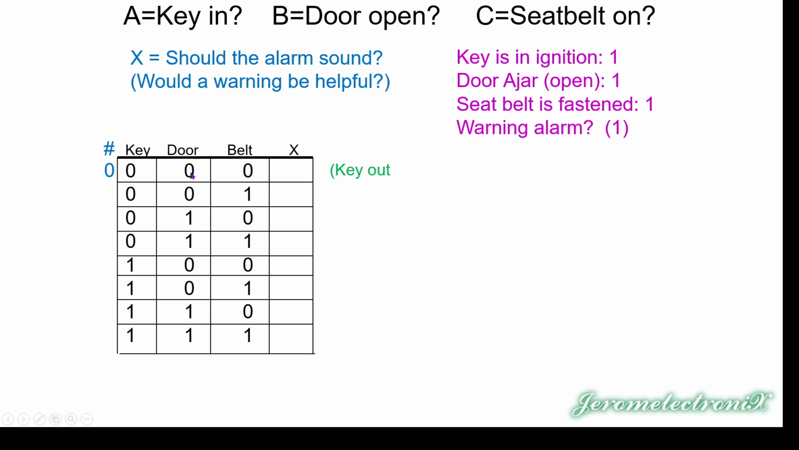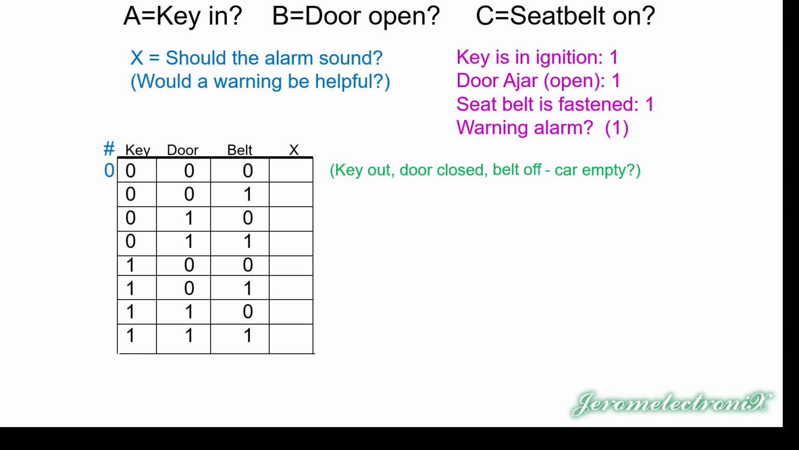So that could be dangerous, but not dangerous if the key's not in because we're not moving. So the door is closed because a 1 means the door is open. And the belt is off. Belt is a 0, and 0 means the belt is not on. And the car is empty. Key is out, the door is closed, the belt is off, the car is empty.